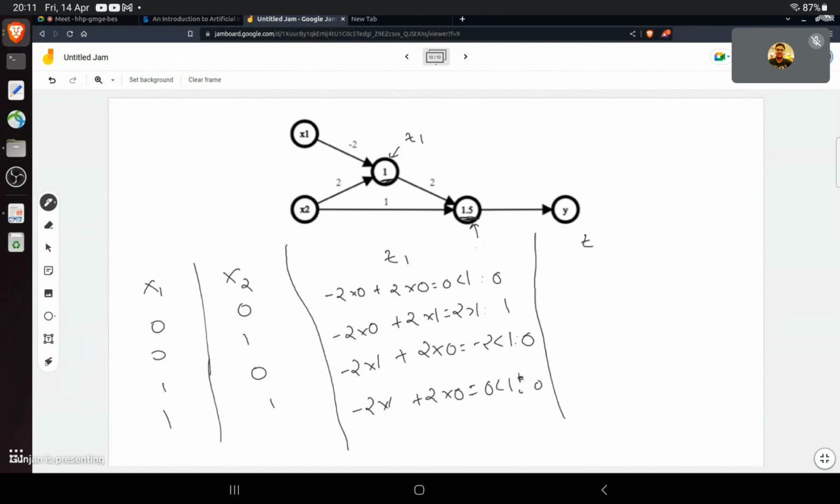Then for Z2, we have Z2 as X2 plus Z1, right? So X2 plus 2 times Z1.